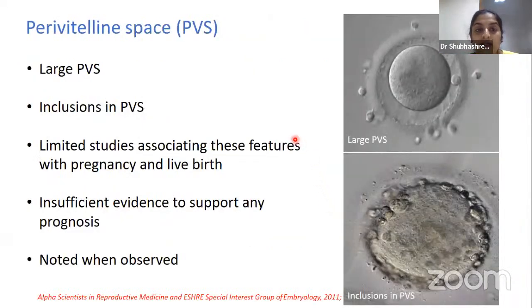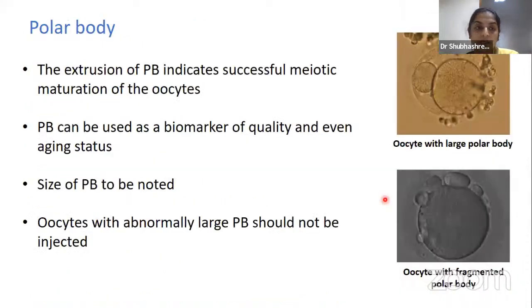Next, we'll see how the perivitelline space varies in different abnormal conditions. One of the abnormalities you might see is a large perivitelline space, or some inclusions in the perivitelline space. However, there are limited studies associating these features with pregnancy and live birth. Hence, there is insufficient evidence to support any prognosis. However, when we do ICSI, we just note it down. If there are any variations in the perivitelline space, that might help in troubleshooting. However, we don't usually consider the perivitelline space as a single marker of oocyte quality.